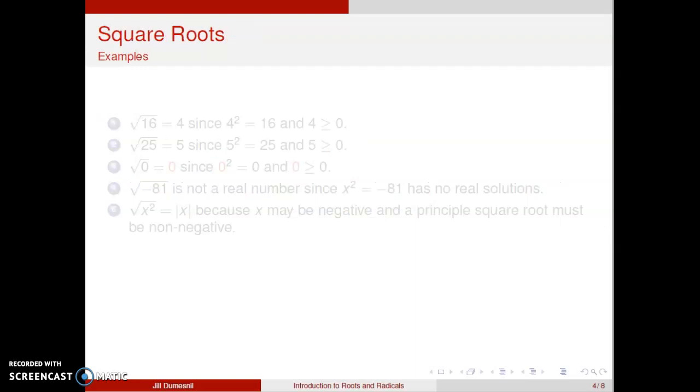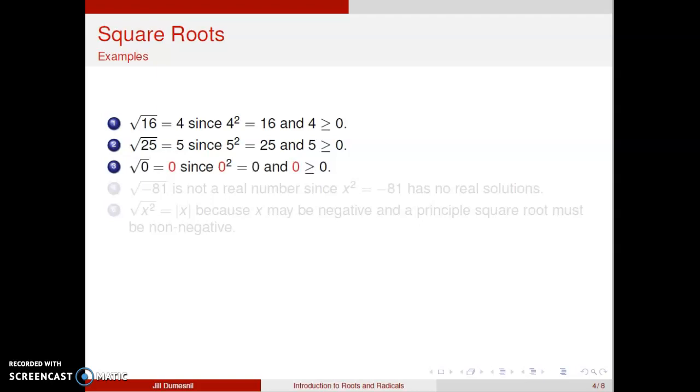Now let's consider a few examples. The principal square root of 16 equals 4, since 4 squares to 16 and 4 is non-negative. Recall that greater than or equal to 0 is exactly the definition of non-negative. The principal square root of 25 equals 5, since 5 squared is 25 and 5 is non-negative. The square root of 0 equals 0, since 0 squared equals 0 and 0 is non-negative.